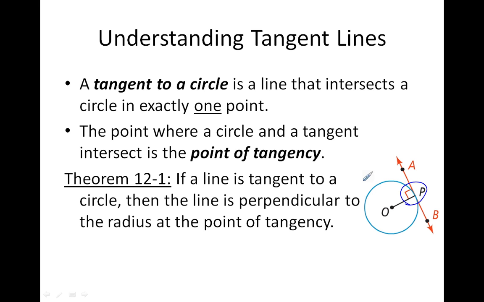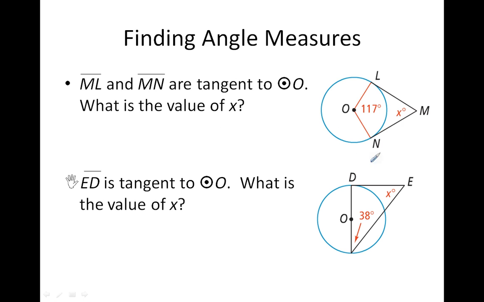Now, one of many theorems that we're going to have throughout this unit says that if a line is tangent to a circle, then the line is perpendicular to the radius at that point. So radius OP and line AB are perpendicular and make a right angle. We can use that theorem to help us find the measures of various angles.